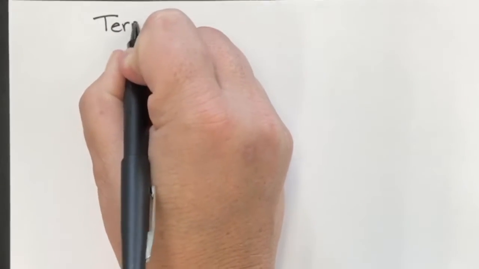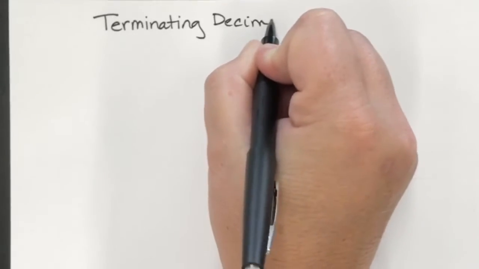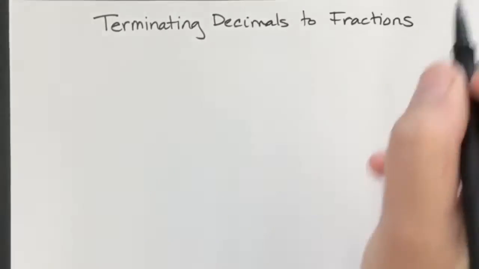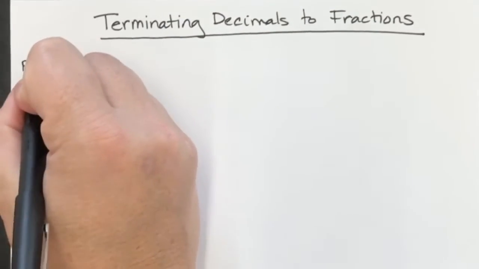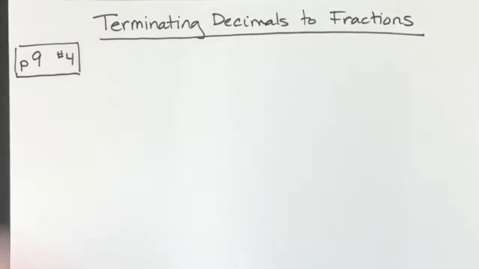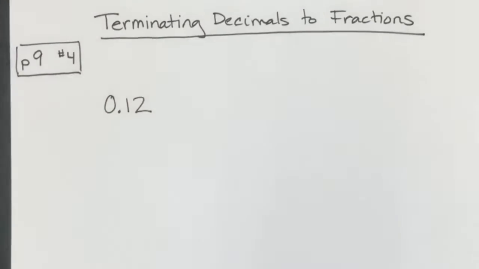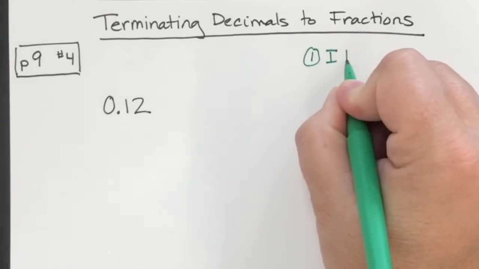All right, today we're going to work on changing terminating decimals into fractions. When we look at terminating decimals to fractions, we're going to look at page 9, number 4 as the example, and then I'm going to write step-by-step directions along the side. So our example here is 0.12, or 12 hundredths.